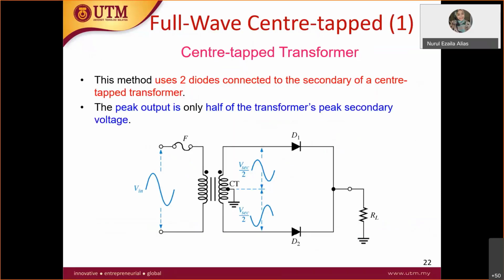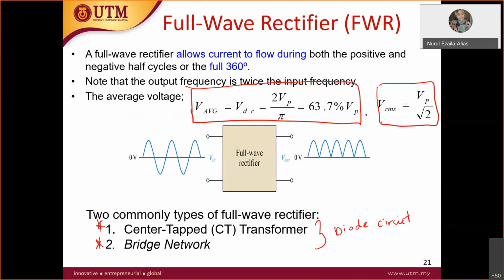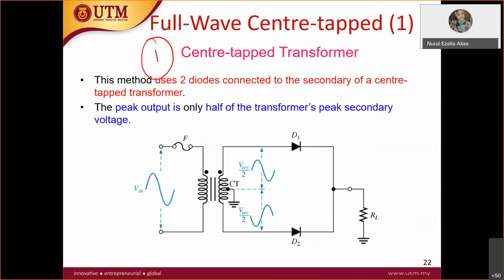All right, so this is how it looks. This is the first type of your rectifier, the center tap rectifier. So how does the center tap rectifier look? It is a diode circuit, but the configuration is different. So this is how it looks. You have a transformer. So this is your transformer.